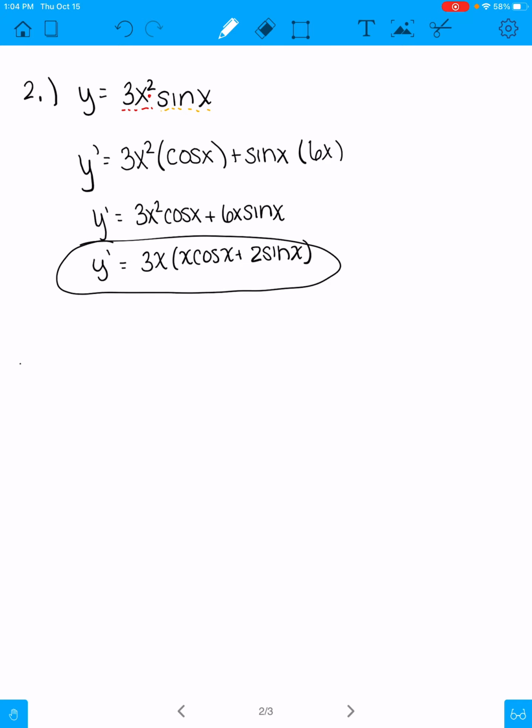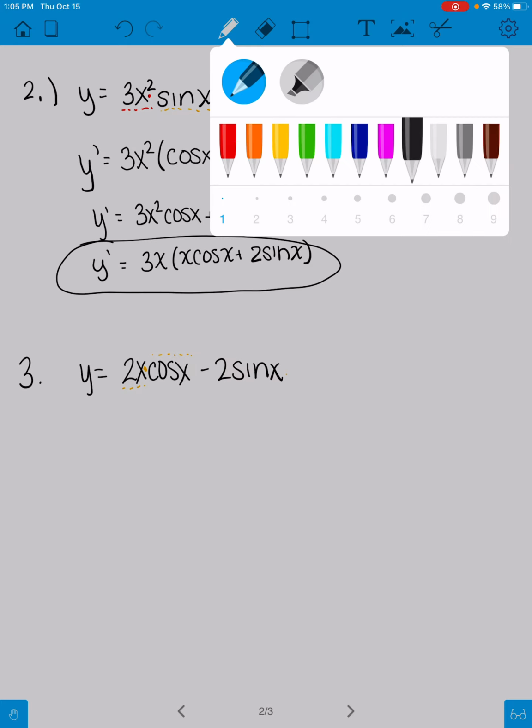So another example could be y equals 2x cosine x minus 2 sine x. In this one, I see the product rule because I'm multiplying between that 2x and that cosine. So I see one function as 2x and the other function as cosine. So there's your product rule. And over here, it's just your straight power rule.